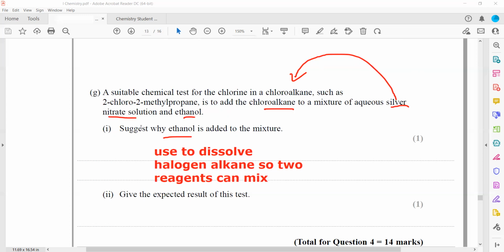Then give the expected result for this. Whenever a halogenoalkane or chloride ion is there and we add silver nitrate, silver chloride will be formed. And what is the observation for silver chloride? That is a white precipitate. So you have to learn these observations according to the question.